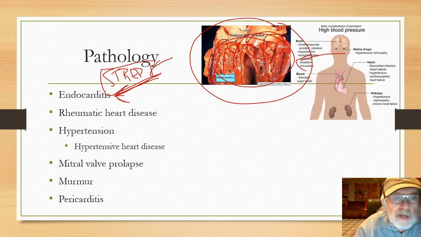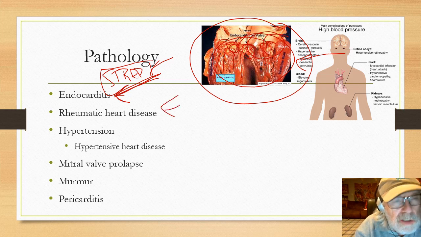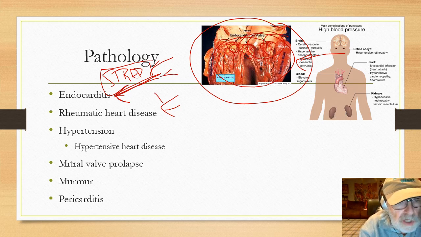Okay, rheumatic heart disease. Let me go down to hypertension. Okay, let's go back. Let's talk about rheumatic heart disease. Rheumatic heart disease is frequently also caused by the strep, which is why it's below the endocarditis, because it's very close to the same thing.